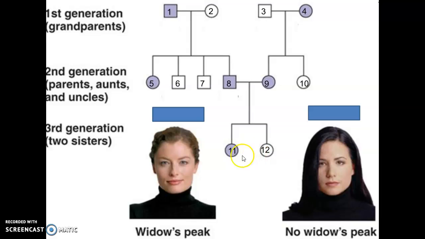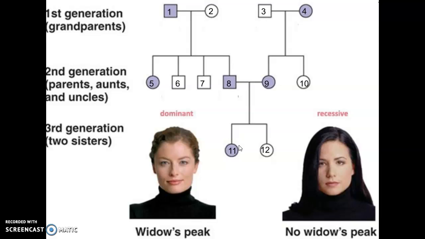Notice 11 has a widow's peak, which is this hairline that comes to a point on her forehead, and her sister has no widow's peak. This is called a straight line. And so now we're going to try and figure out, is it sex-linked and is it dominant or recessive? There's no evidence from our pedigree of sex-linked, and we can tell that it is dominant because it does not skip a generation. So having a widow's peak is dominant, not having a widow's peak is recessive.